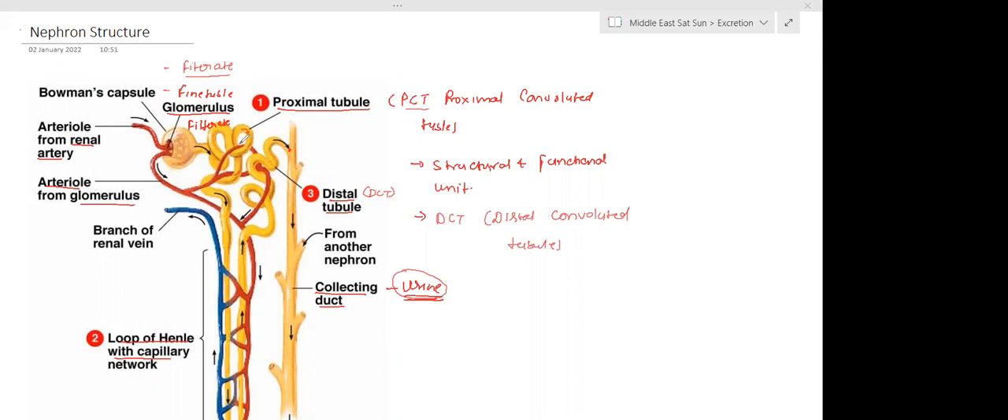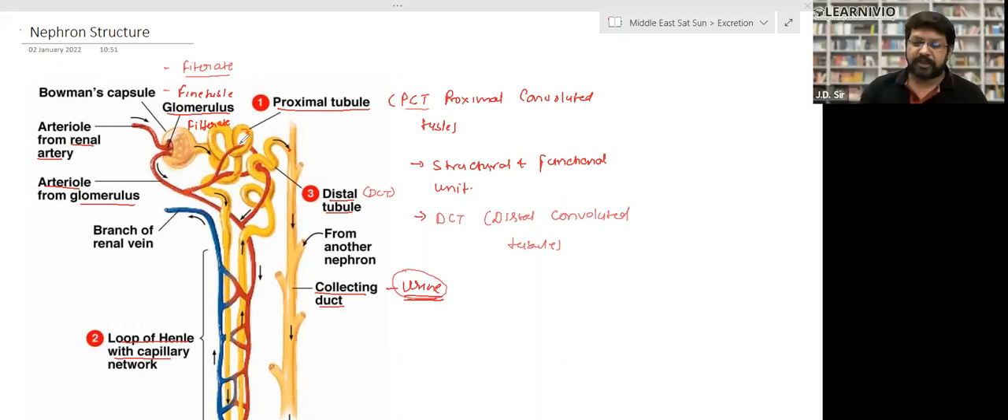Yes, sir. Clear? Yes, sir. Great. After DCT, when this filtrate reaches the collecting duct, then we use the term urine, right?